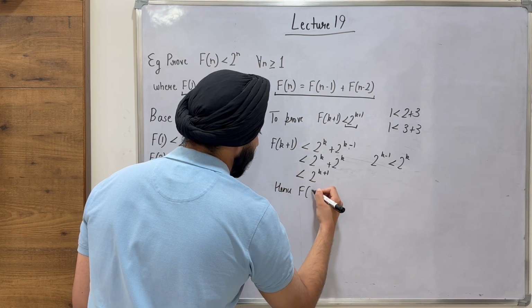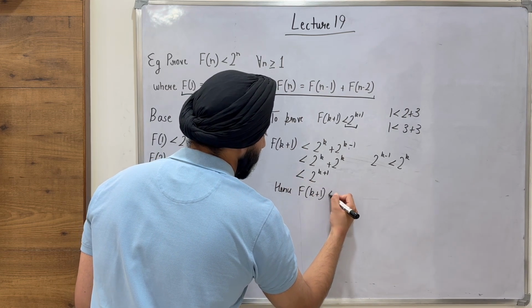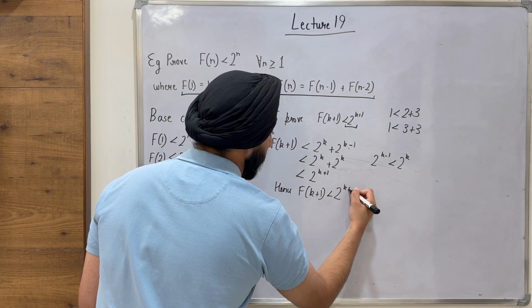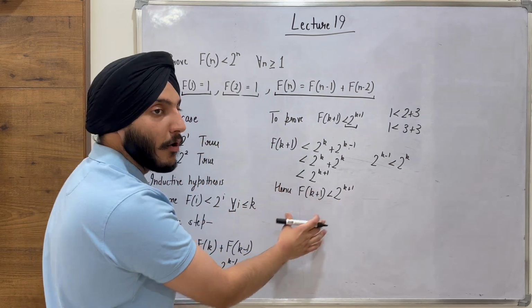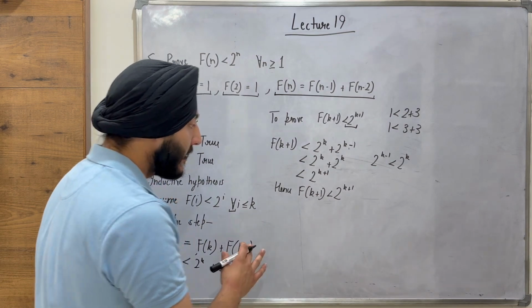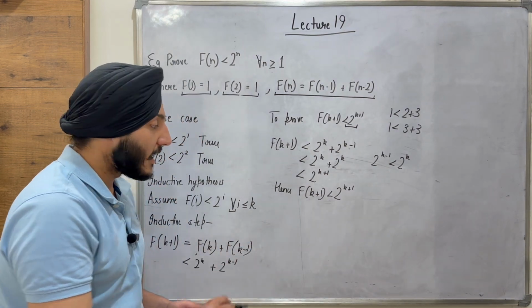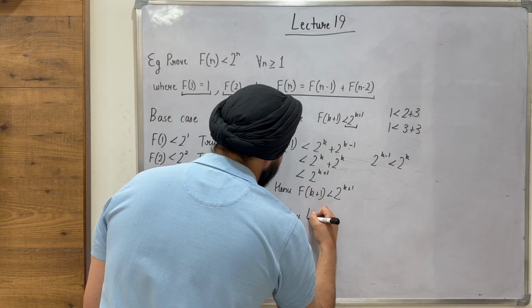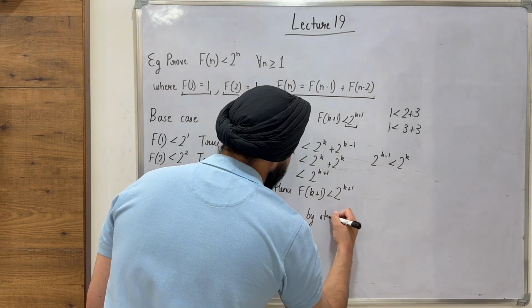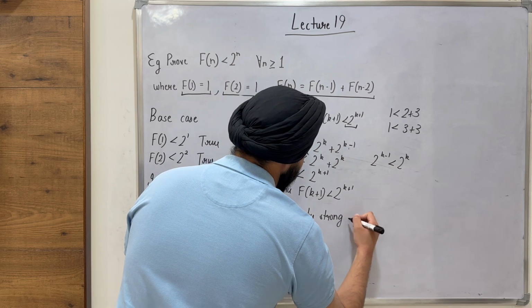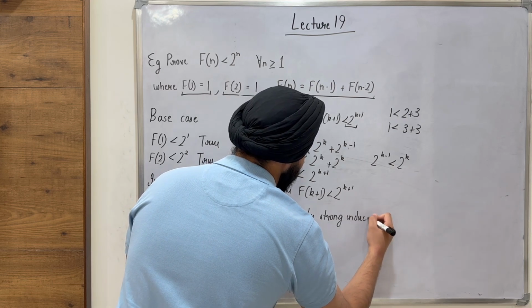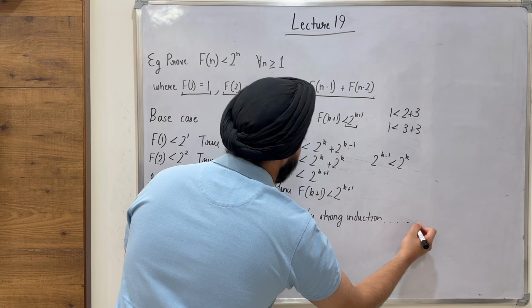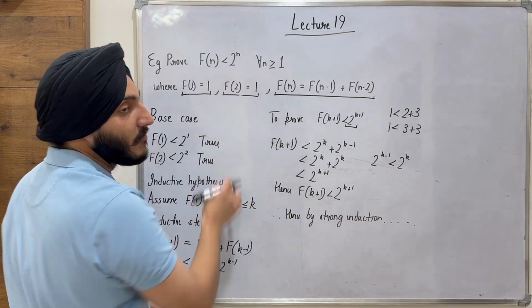Hence, f of k plus 1 is less than 2 to the power of k plus 1. And this is exactly the point that we were trying to prove, right? Finally, the final step is that I need to write, hence, by strong induction, the following statement, right? Which is basically the statement in the very beginning.